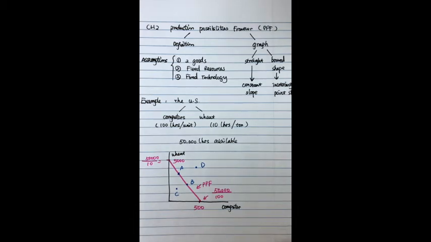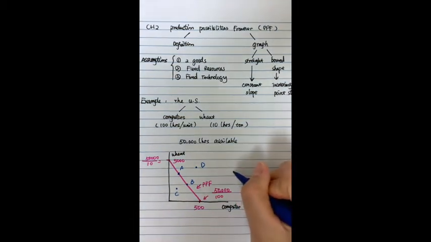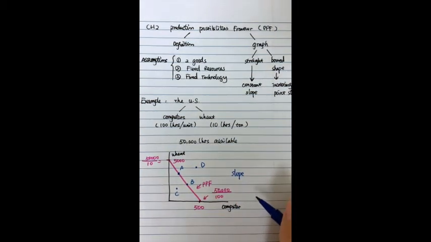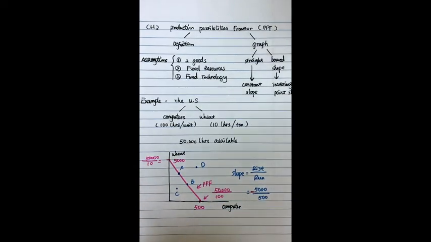Now, based on this PPF, we can compute the slope, right? So we can get a slope. The slope here will equal rise over run. I think I already reviewed this part in the introduction, okay? Here, the rise will equal 5,000. The run here equals 500. But this is a downward sloping PPF. Therefore, we should have a negative sign here. Okay, so now we have the slope equal to negative 10.